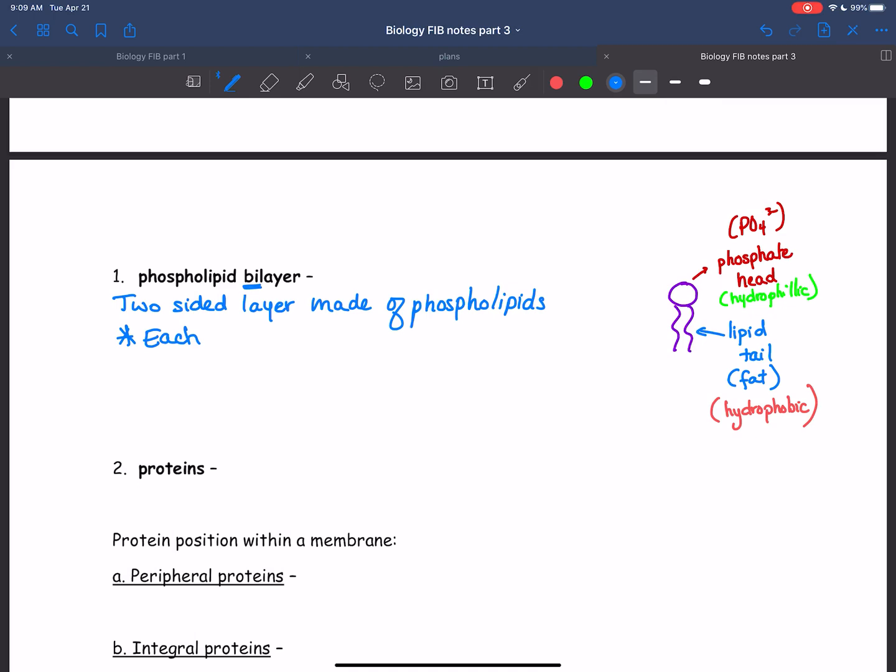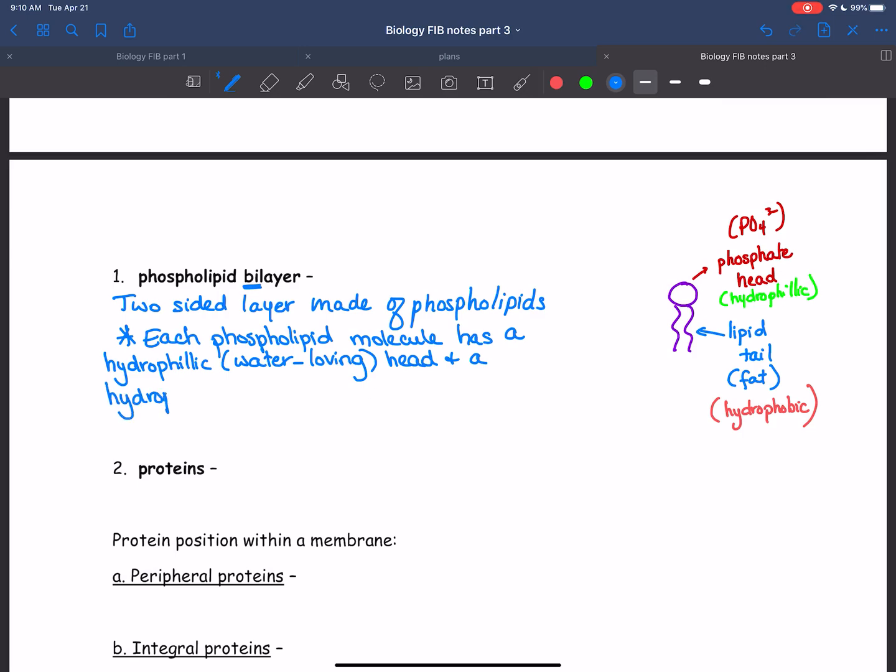So each phospholipid molecule has a hydrophilic, water-loving head and a hydrophobic, water-fearing tail. Okay.